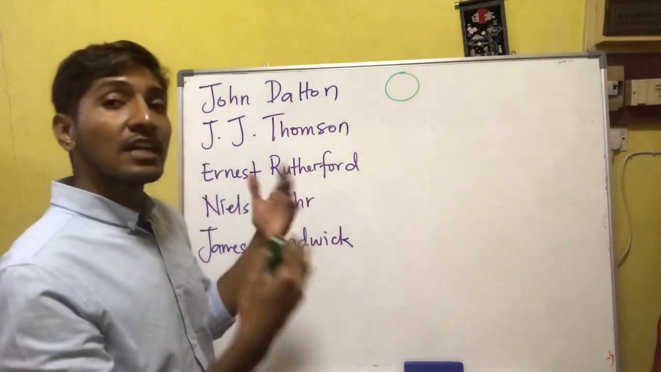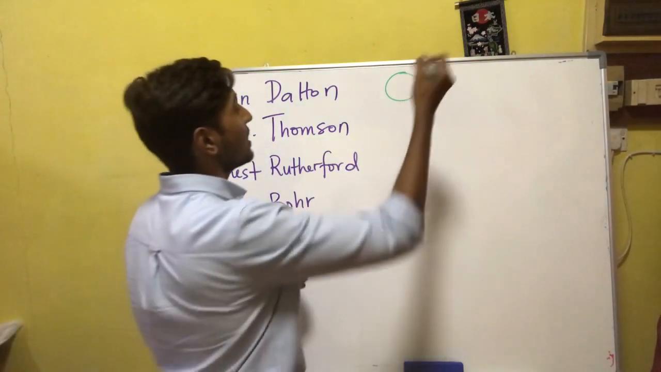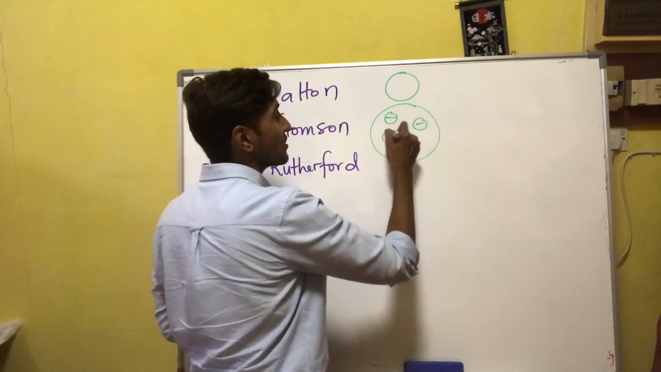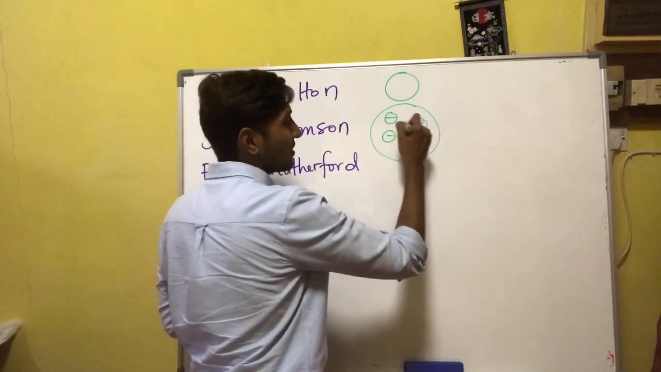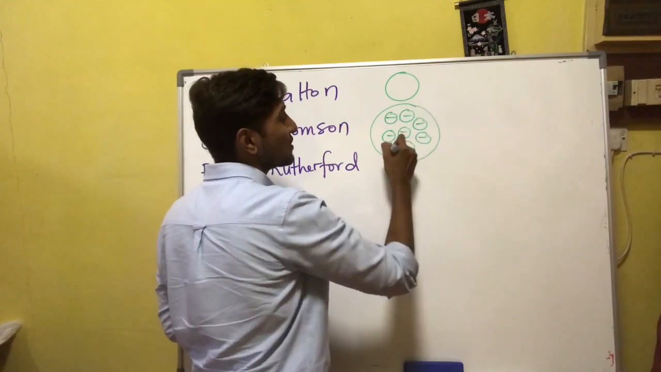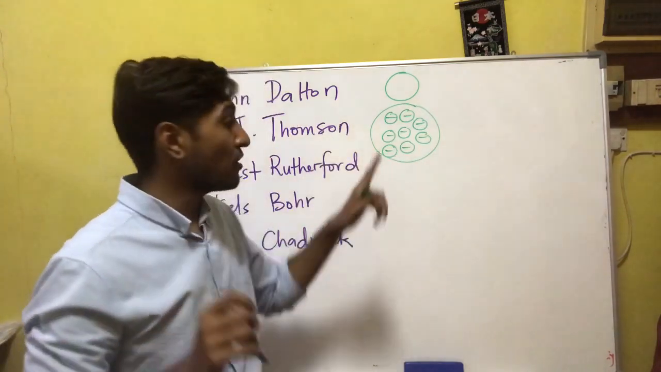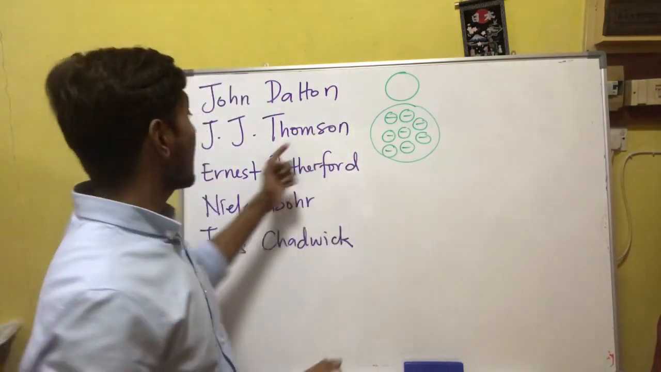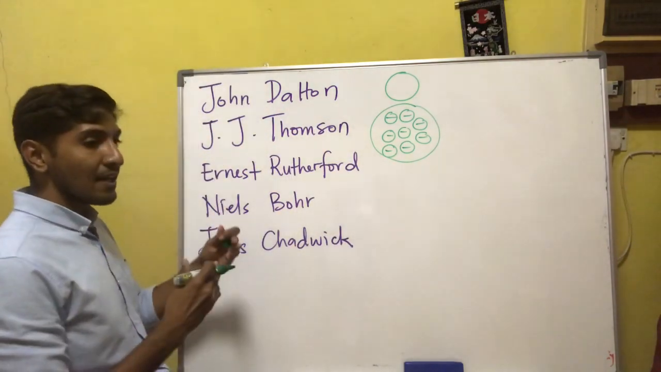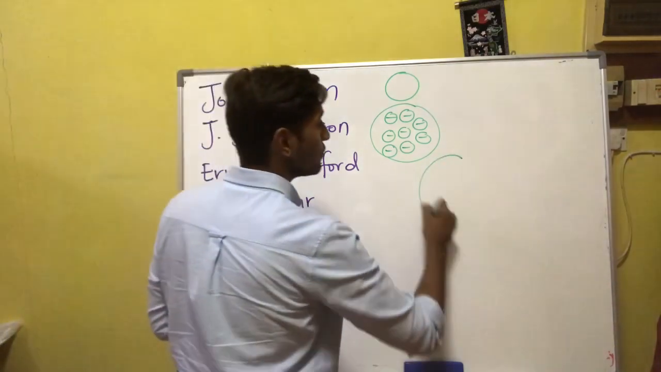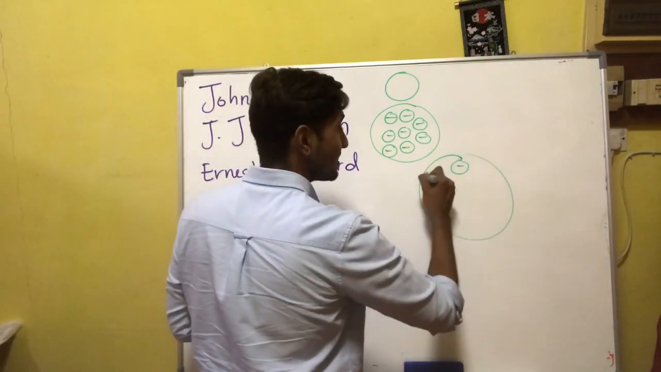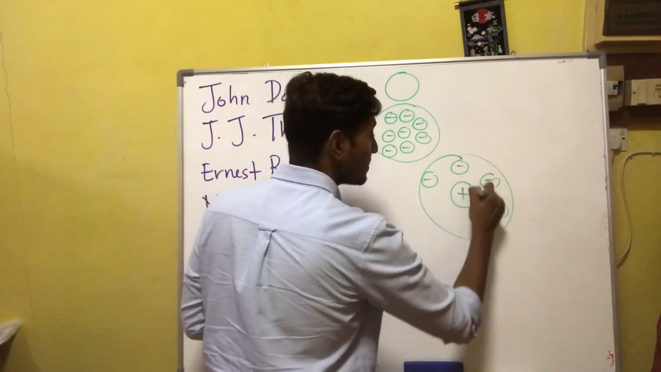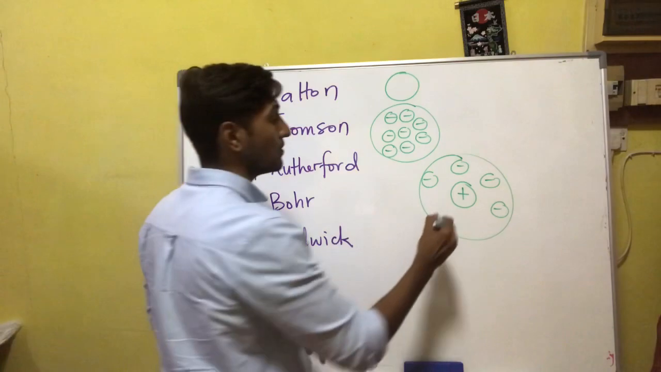J.J. Thomson continued the study, where it is basically a sphere with negatively charged particles, which we call electrons, moving around inside the sphere. Ernest Rutherford extended the study, saying that there are negative charges moving around, but there is a positive charge right in the middle.